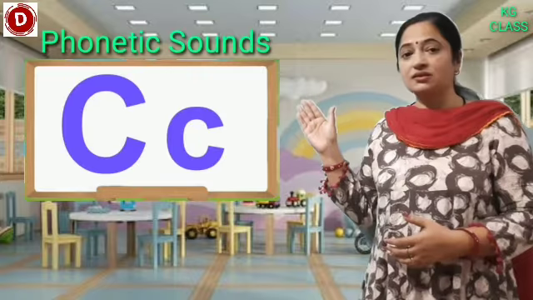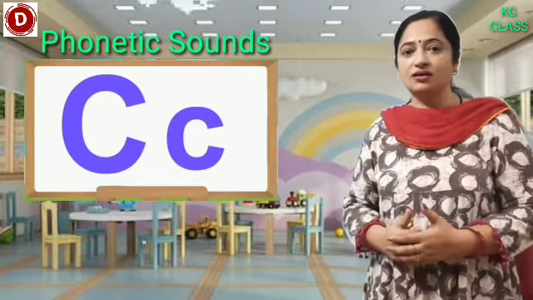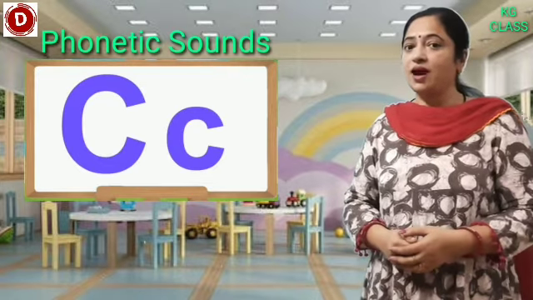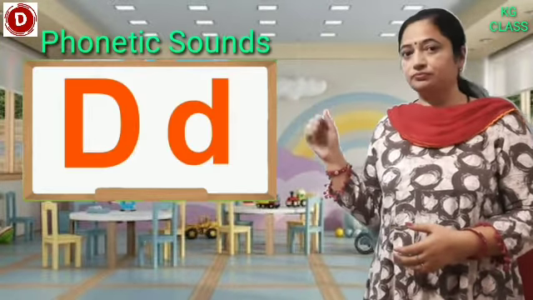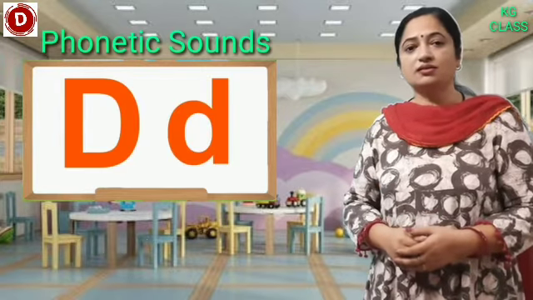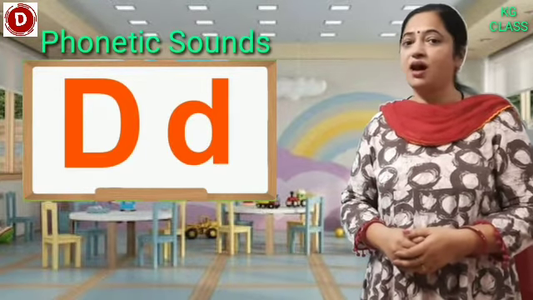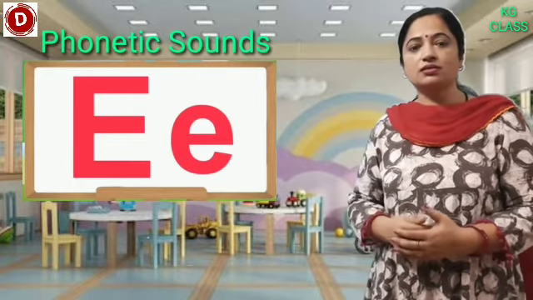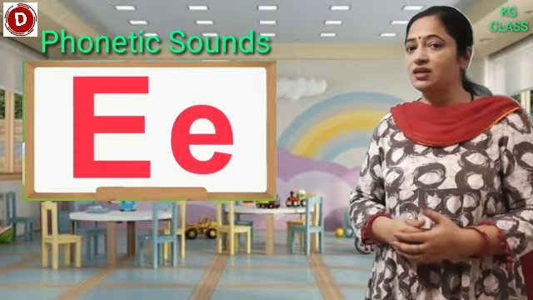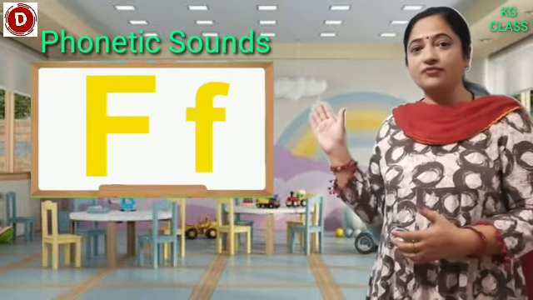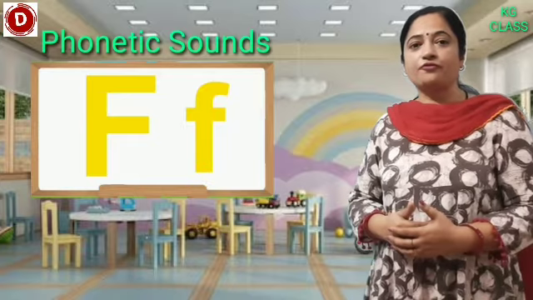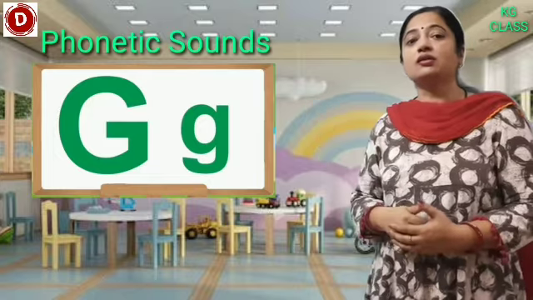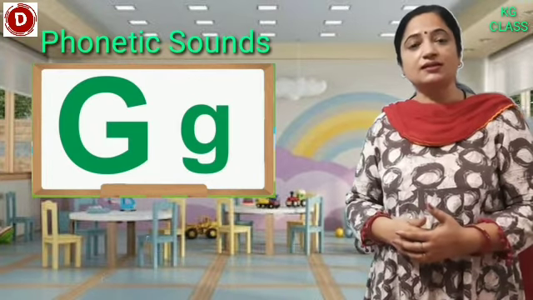After B comes C. C says K. Children, speak after me. The sound of C is K. After C comes D. D says D. The sound of D is D. After D comes E. E says Eh. After E comes F. F says F. After F comes G. G says G. The sound of G is G.